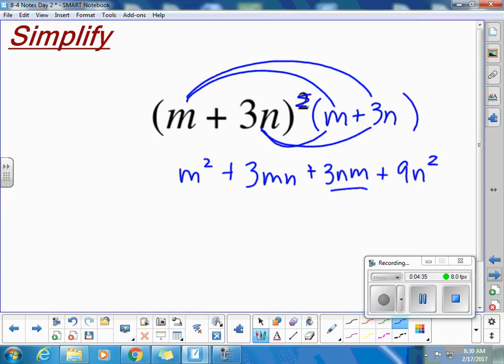So let's talk about these two. Are they like terms? Because they kind of don't look like they would be like terms. They look like there's something different. One's a mn and one's a nm. But remember, multiplication can be done in any order. And if we write this in standard form, I would really write this alphabetically. So I would write 3mn here too. But they are like terms. So I would have m squared plus 6 mn's plus 9 n squared.